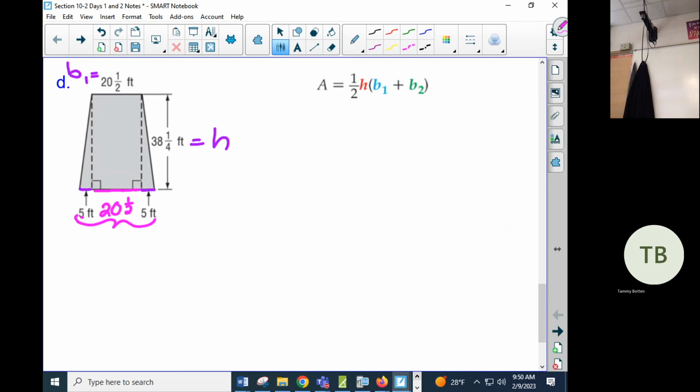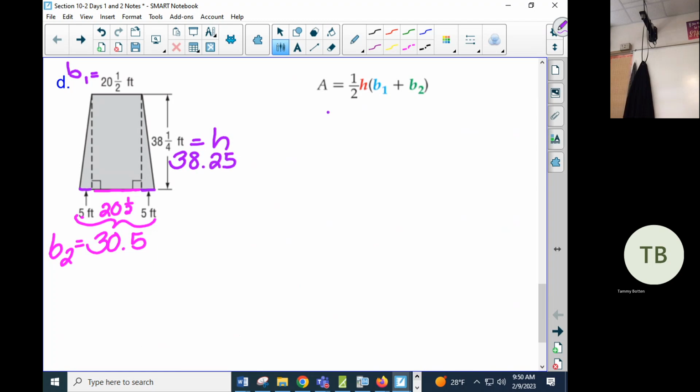if you don't like fractions, just change it to decimals. But 5 plus 20.5 plus 5 is 30.5. And that could be my B2. And then here is my height. And again, you could change 38 1/4 to 38.25.